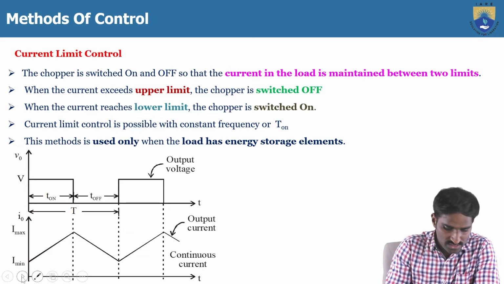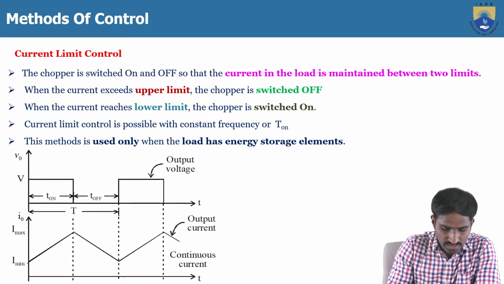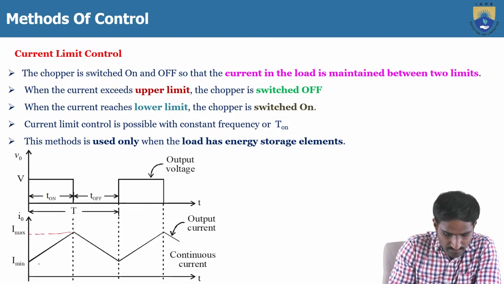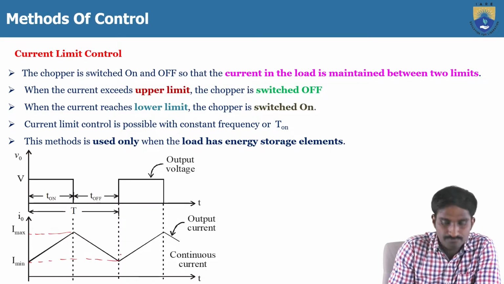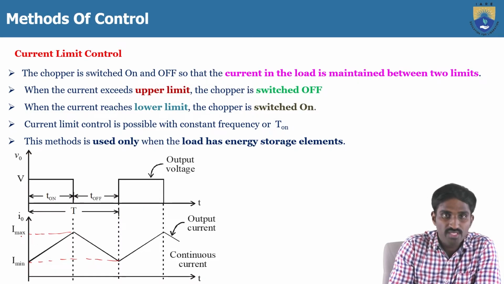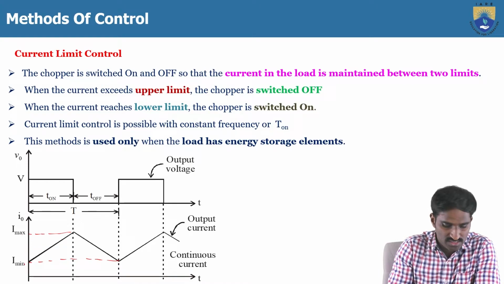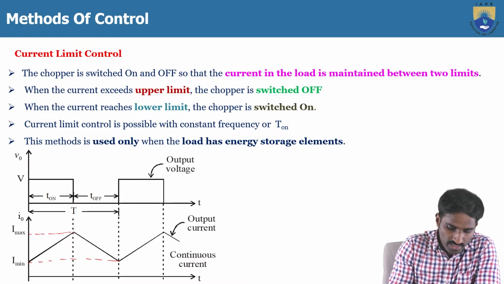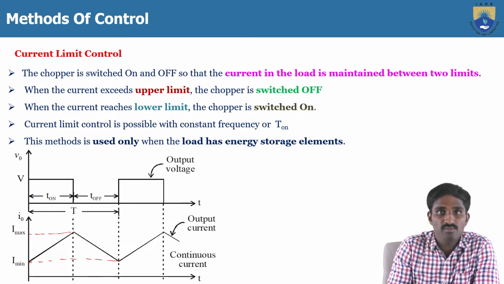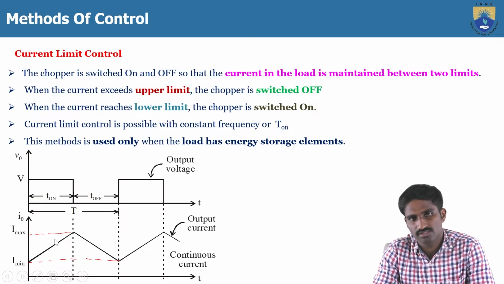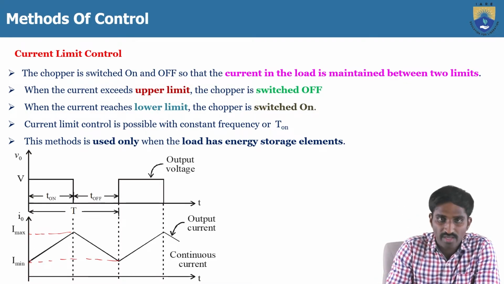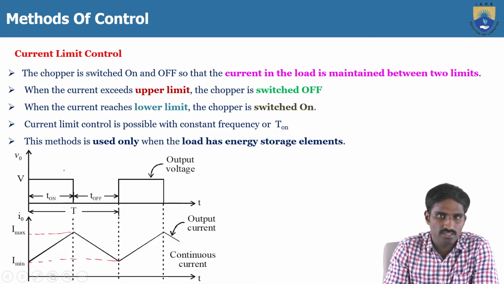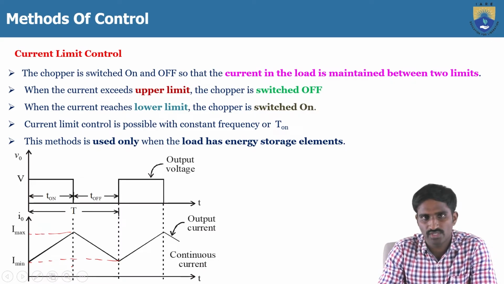Which means this current waveform has two limits, so it is always varying between the two limits. This is the upper limit and this is the lower limit. The upper limit we can make I maximum, and the lower limit we can make I minimum. By controlling this I maximum and I minimum, we can control turn on and turn off, so that we can also control the output voltage.